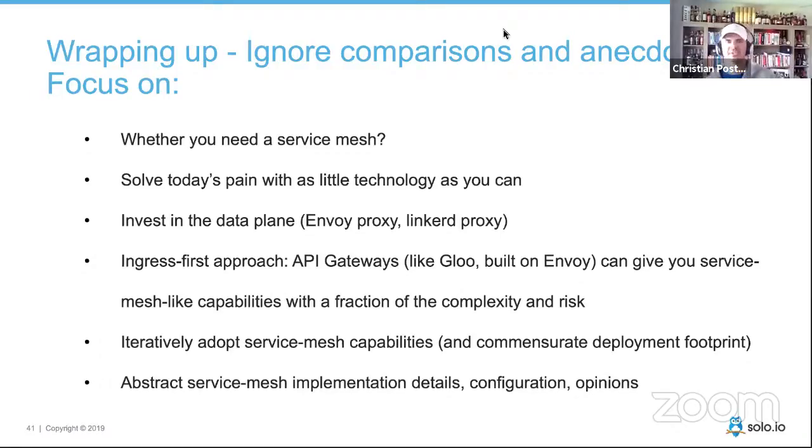A good approach is to take an ingress first approach. How do you get traffic into the mesh? Well, you need to solve that. But if you end up using technology that also uses the same technology as the service mesh, for example Envoy, if you use Envoy as an ingress gateway into your cluster, into your mesh, you can get a lot of service mesh-like capabilities without going all in, again, sprinkling proxies all over the place.